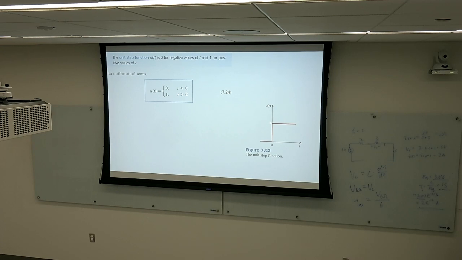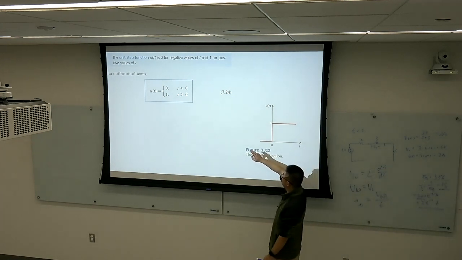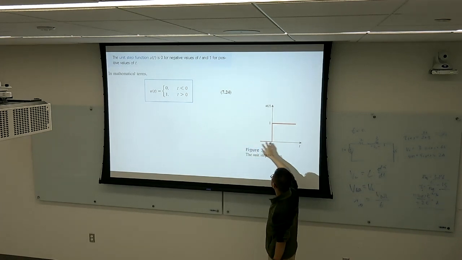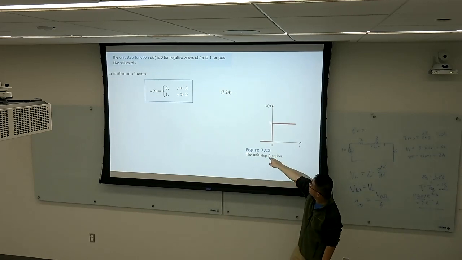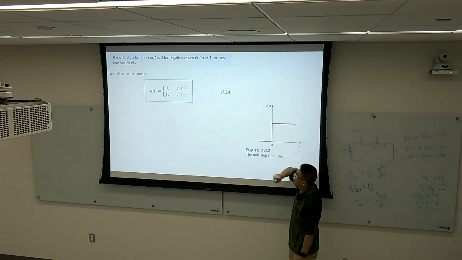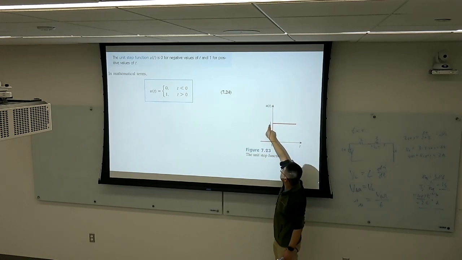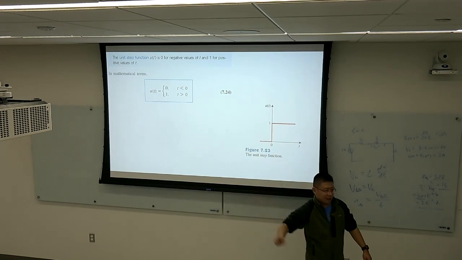The unit step function: we use u(t) to denote it. This function is 0 for negative values of t and 1 for positive values of t. When t is less than 0, it's 0. When t is greater than 0, it's 1. So this is the unit step. Why do we call it unit step? Because it looks like a step, and the value is 1, so we call it unit step.